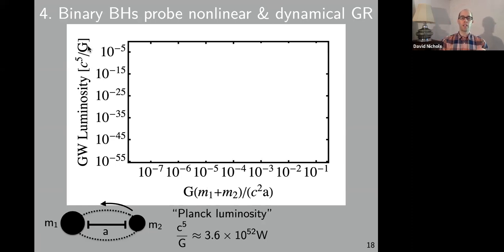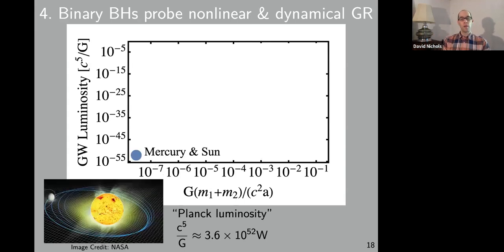And on this vertical axis, I'm showing the gravitational wave luminosity. And I'm showing it in units of the so-called Planck luminosity, which is the unique luminosity that you can construct from Planck's constant, Newton's constant G, and the speed of light c. And as you can see, it's an enormous luminosity, 10 to the 52 watts. And one can think of it as a quantum gravitational luminosity, even though h-bar doesn't actually appear in this, because it is basically what happens if you radiate a Planck mass in a Planck time.